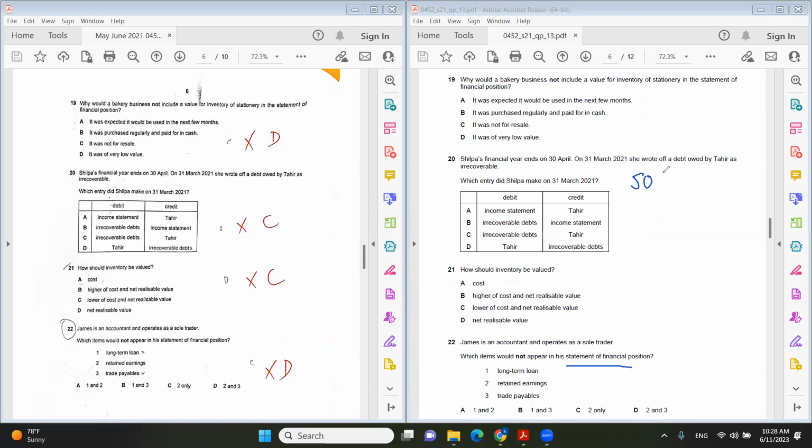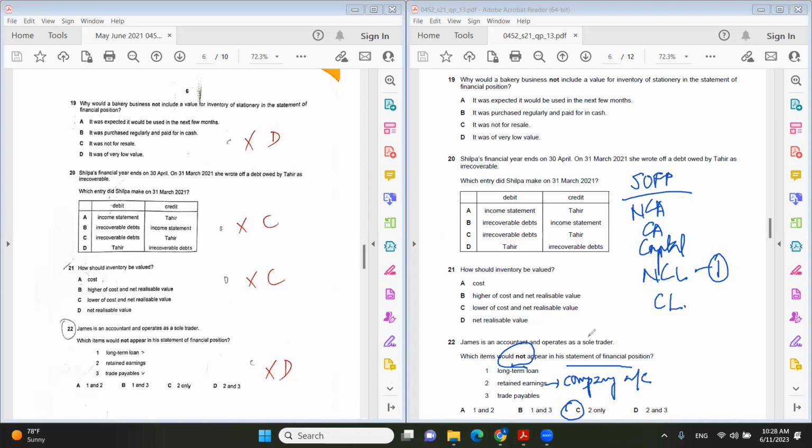Statement of financial position, you have 5 sections: non-current asset, current asset, capital, non-current liability, current liability. So which item does not appear? Long-term loan is under here. This is a long-term loan. Okay. Retained earnings, this is under the company account, so number 2 will not appear. Trade payable is under here, this is current liability. So the answer should be C.